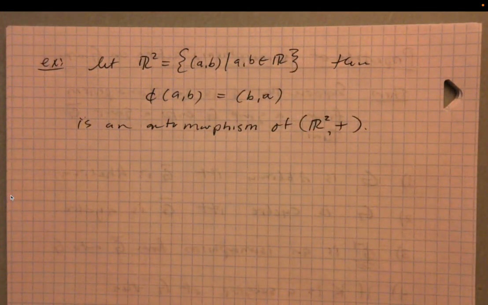Right, this is basically a reflection, isn't it? It flips everything. The x component becomes the y component, and the y component becomes the x component. Okay. All right. Very good. So these are examples of automorphisms. Again, automorphisms are just isomorphisms, but they are from a group onto itself.